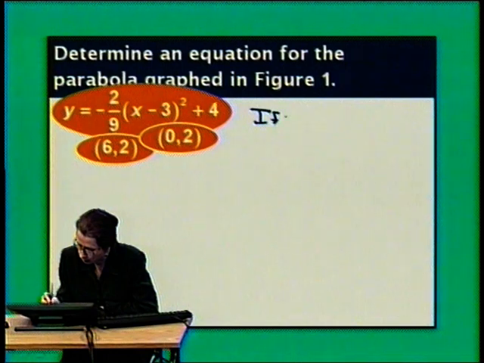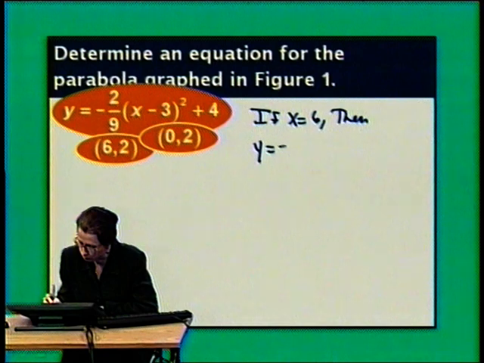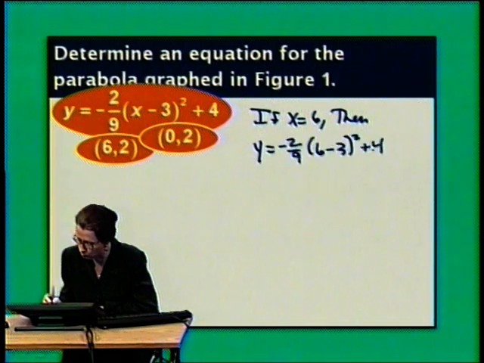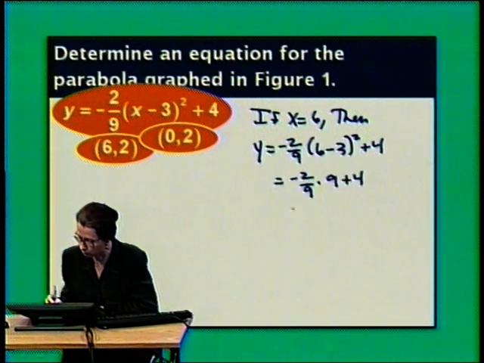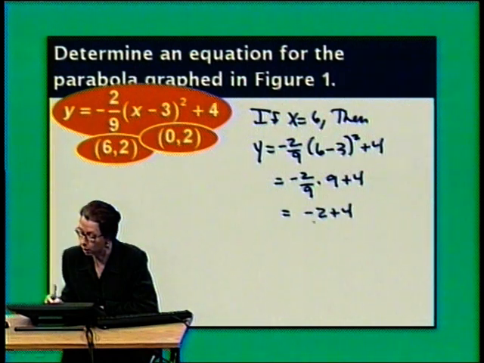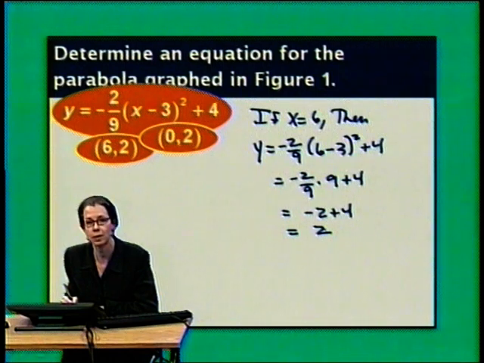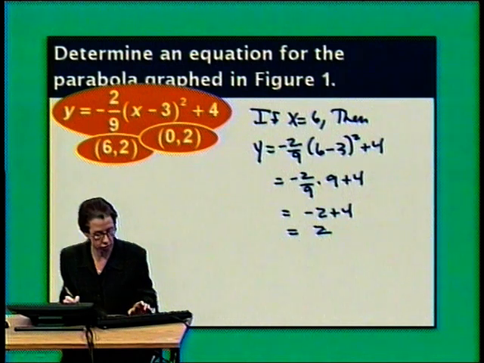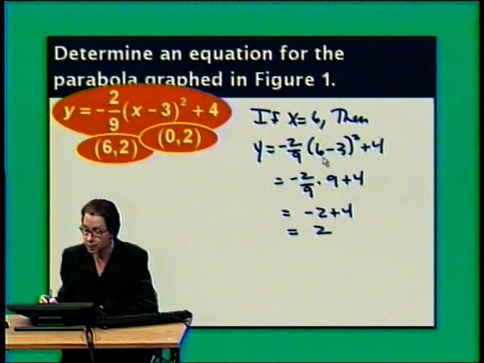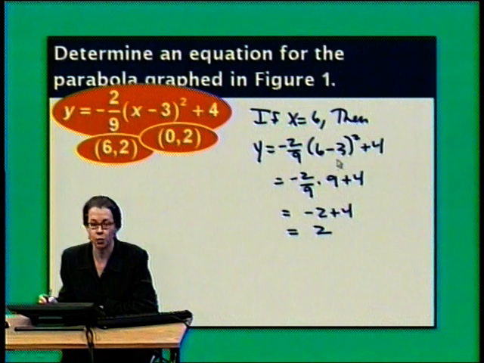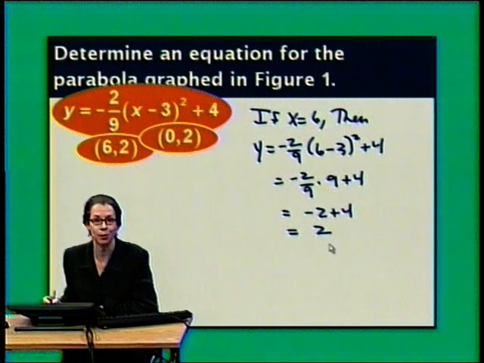So if x equals 6, then y equals negative 2/9 times 6 minus 3 squared plus 4, which is negative 2/9 times 9 plus 4, which is negative 2 plus 4, which is indeed 2. That's what I wanted. I wanted the ordered pair 6, 2 to satisfy the equation. Now I'm hoping that you notice that if I had just plugged in 0 here, I'd have 0 minus 3. Well, I'd still have 9, and I'd still get 2.